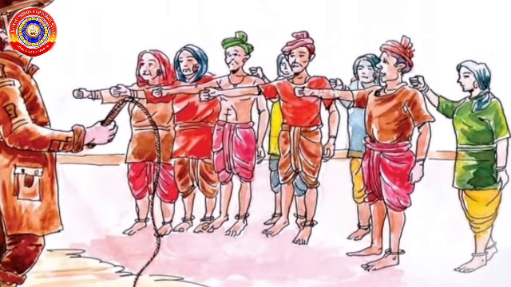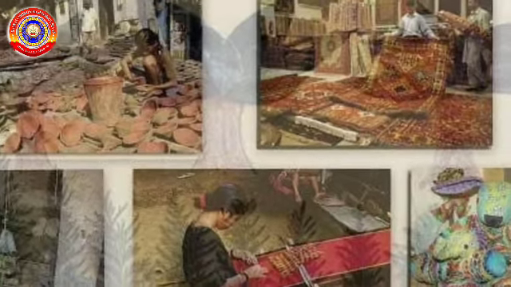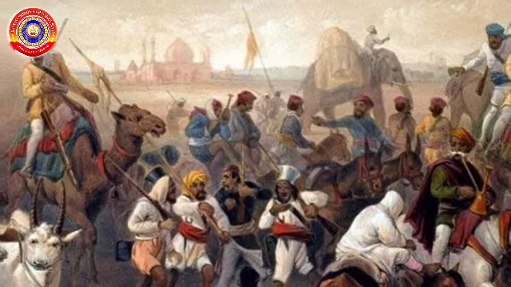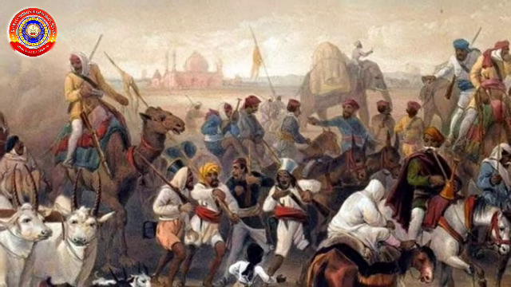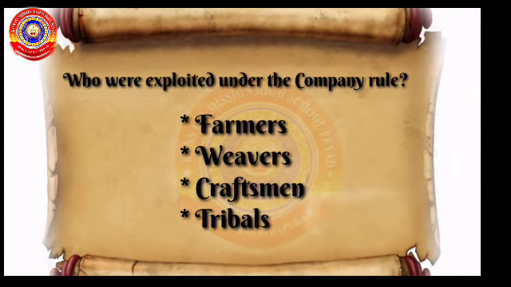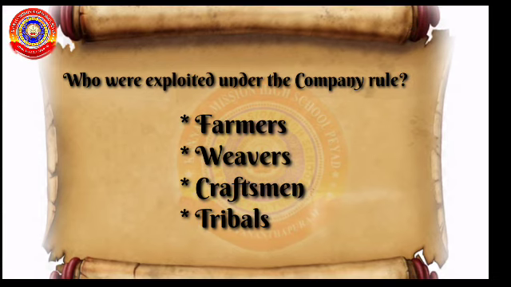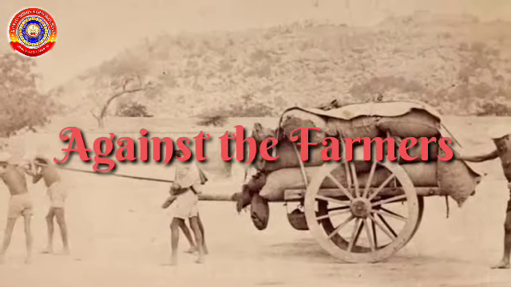This was not an isolated event. The company rule adversely affected all the workers engaged in traditional occupations. So, many protests occurred against the English East India Company in different parts of India. Do you know who were exploited under the company rule? The farmers, weavers, craftsmen, and tribals were exploited under the company rule. First, we will discuss the exploitation of the farmers.